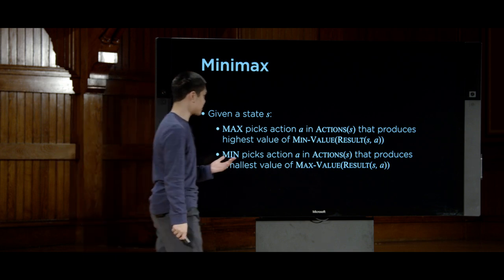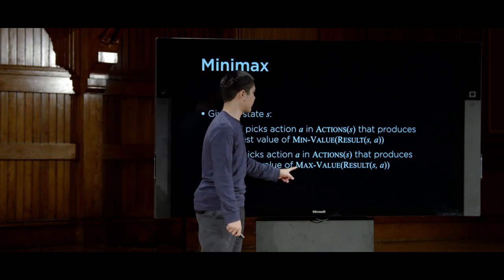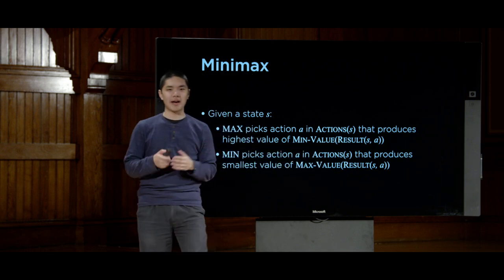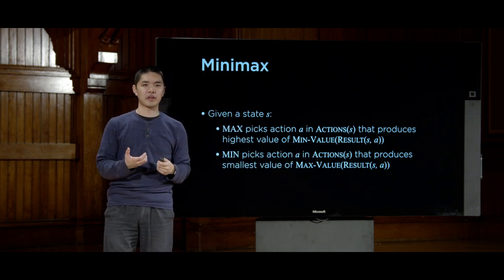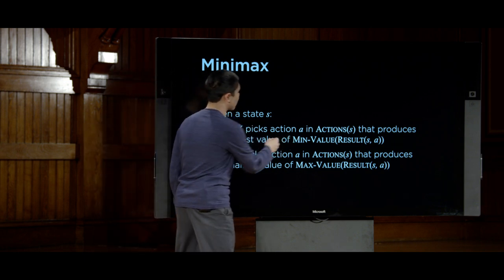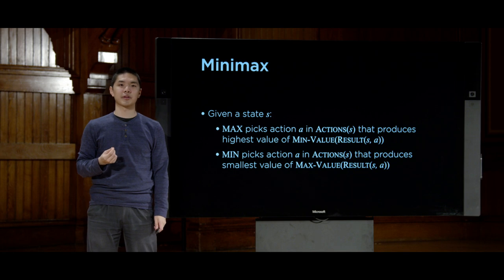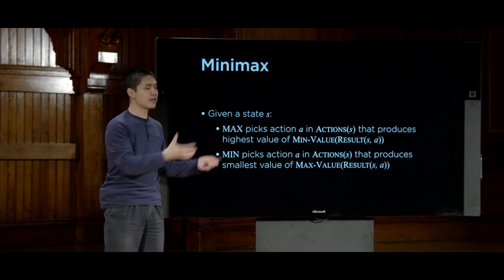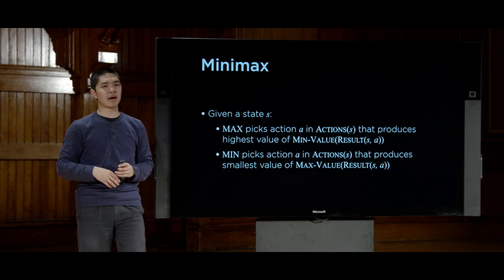So everyone makes their decision based on trying to estimate what the other person would do. And now we need to turn our attention to these two functions, max value and min value. How do you actually calculate the value of a state if you're trying to maximize its value? And how do you calculate the value of a state if you're trying to minimize the value? If you can do that, then we have an entire implementation of this Minimax algorithm.